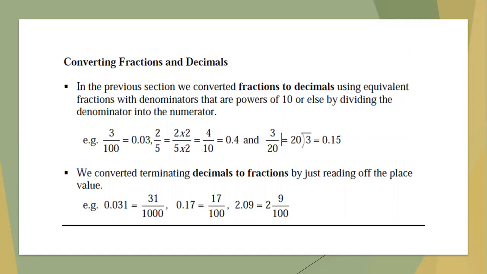And 3 out of 20, again, they divided here. What I would do is 20 goes into 100 5 times. 3 times 5 and 20 times 5 equals 15 over 100, which equals 0.15.